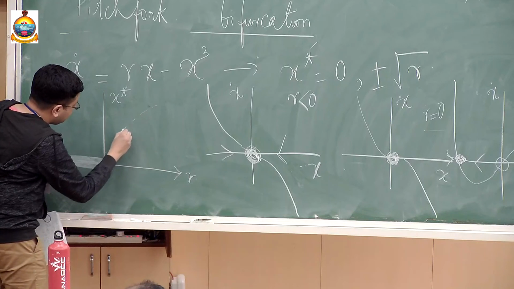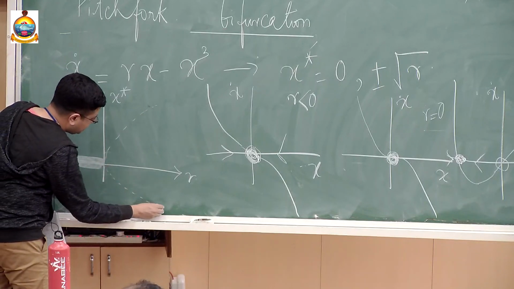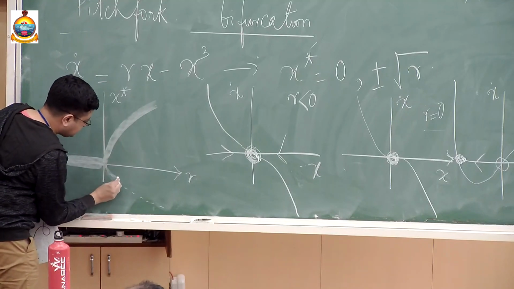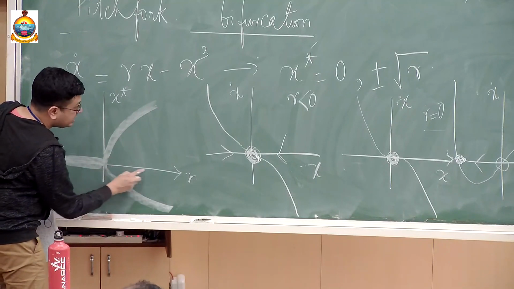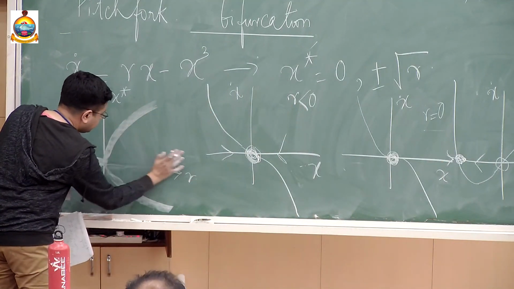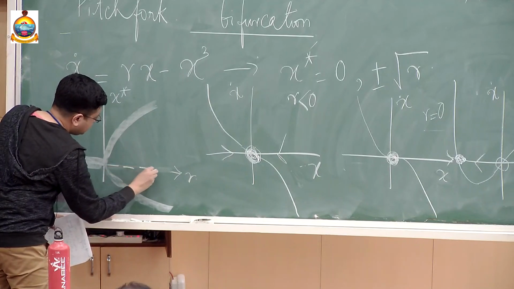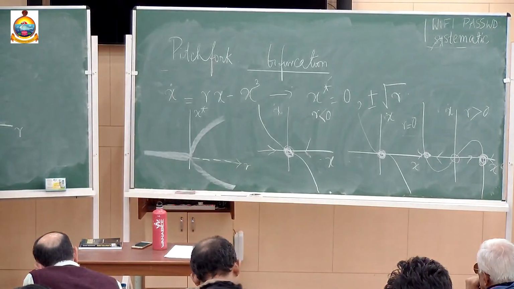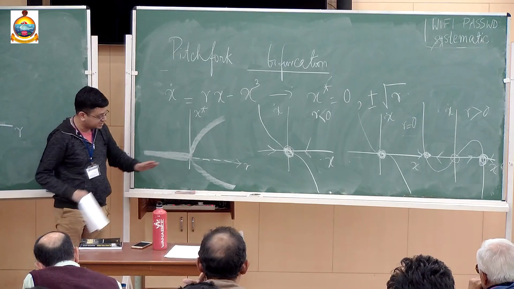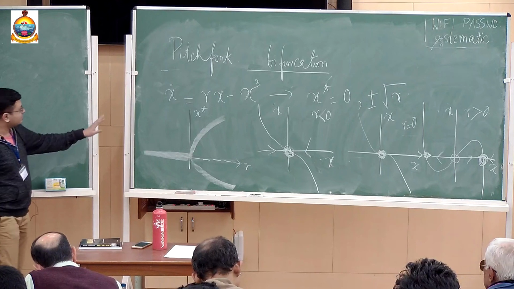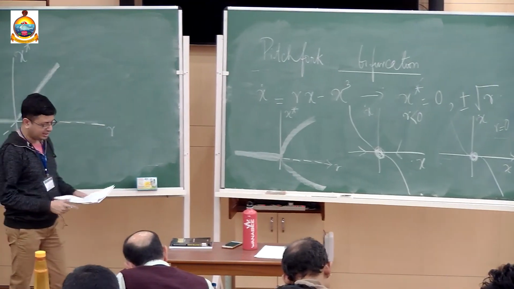So let me just draw this parabola. Both of them are stable, and the fixed point at x equal to 0 is unstable. So this I draw with broken lines. Now you see why it is called a pitchfork bifurcation, because it has the shape of a pitchfork. Okay? So you have one stable branch splitting up, bifurcating into two branches, both stable.